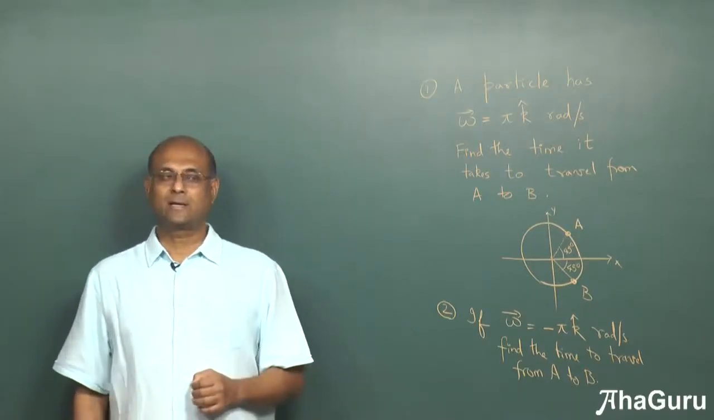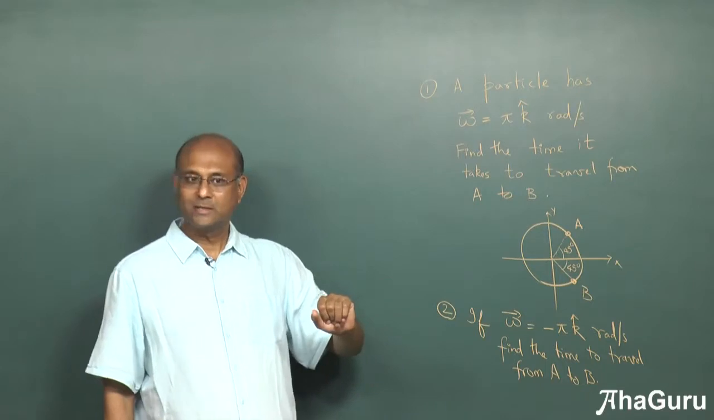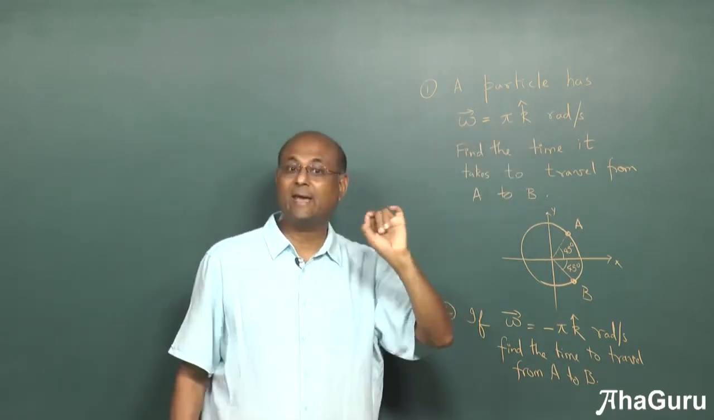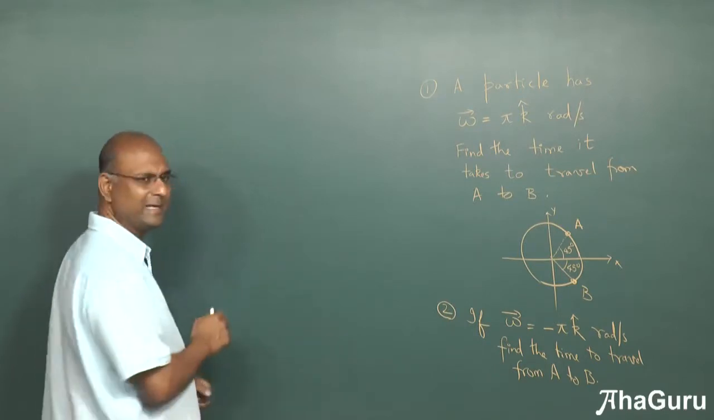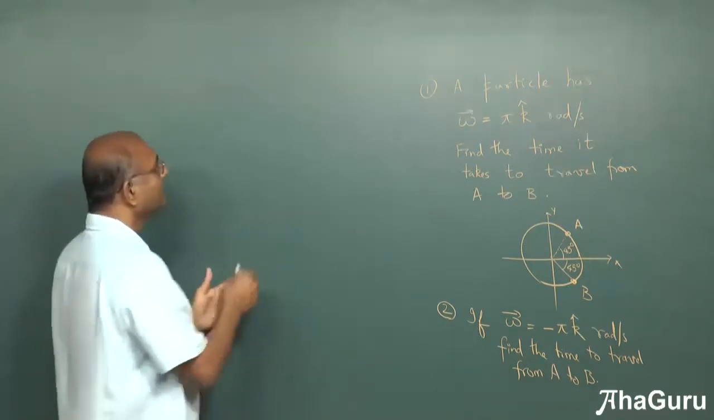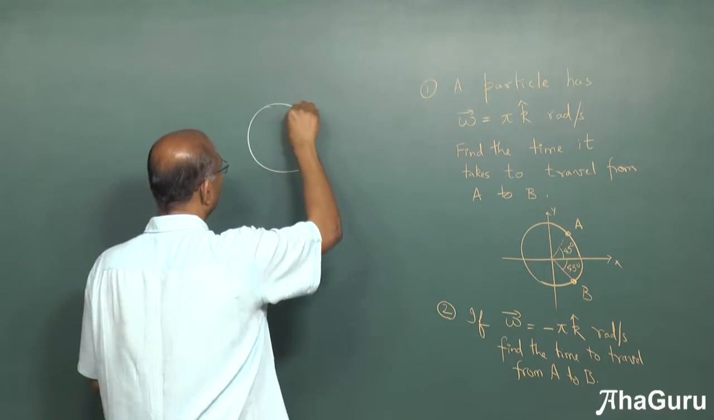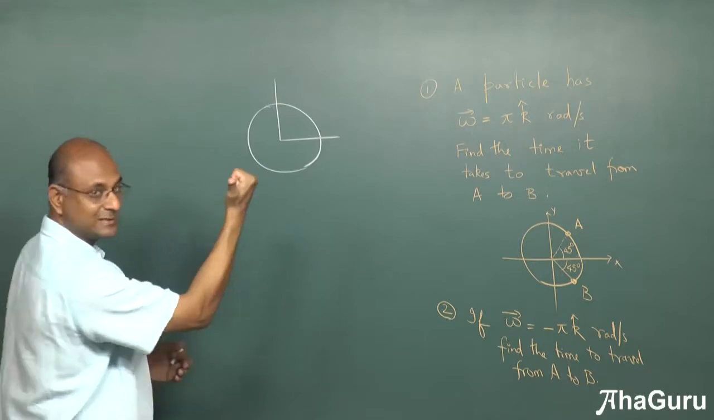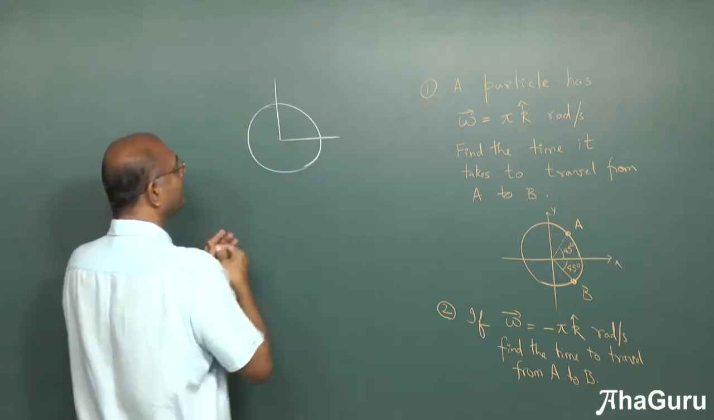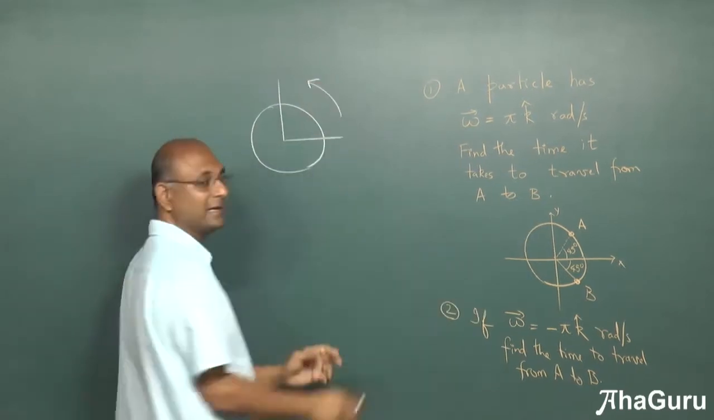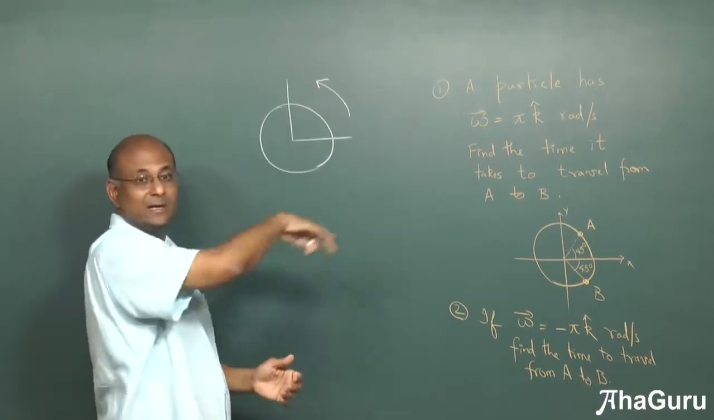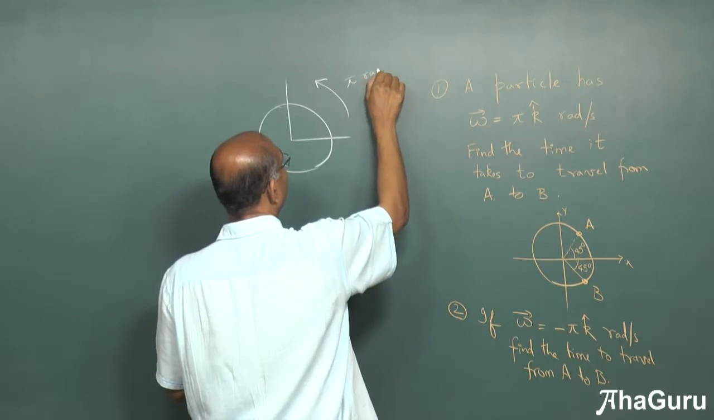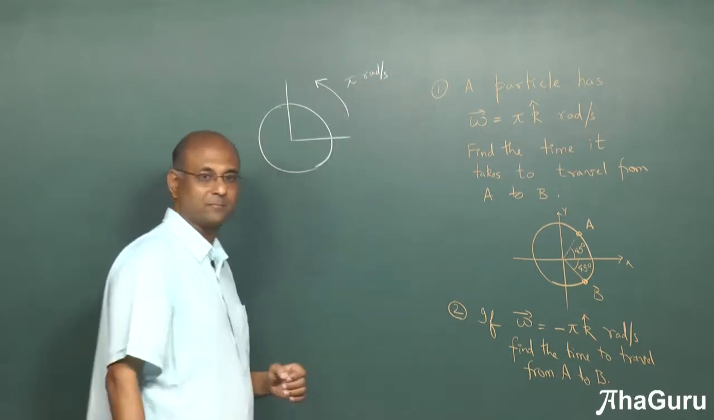Let us now look at a simple example. So in this, a particle has an angular velocity of pi k cap. What does that mean, pi k cap? K cap is this way, right? So the particle is moving in which direction? If it is angular velocity in this direction, it is moving like this. So it means that it has an angular velocity in the anti-clockwise direction. And the angular velocity is pi radians per second.